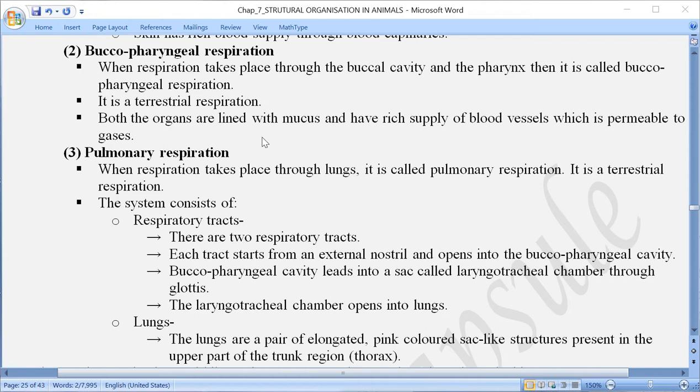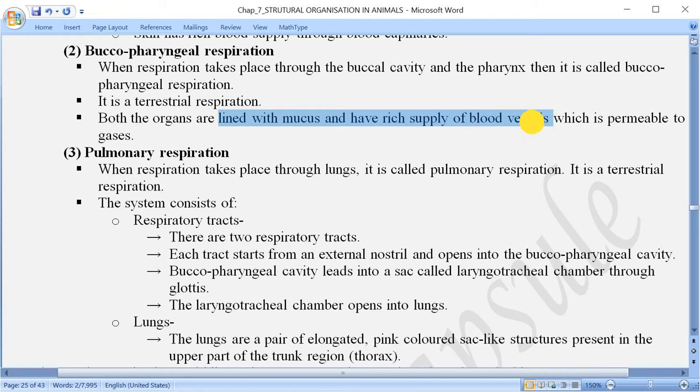Is it right? Why? Because the pharynx and also the buccal cavity are lined with mucus and have a rich supply of blood vessels, that is, blood capillaries, which are permeable to oxygen and carbon dioxide gases. So diffusion of these gases in and out is easy: oxygen diffuses into the blood capillary and carbon dioxide diffuses out of the capillaries.